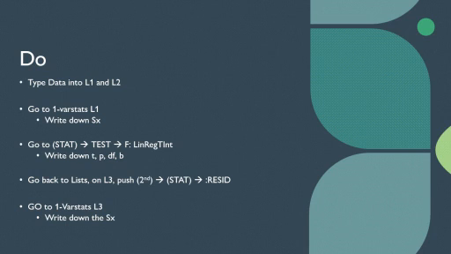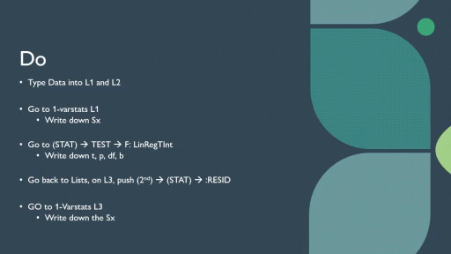Okay. Next, go back to your list. Go to L3. Highlight L3 on your list. You push 2nd STAT, go all the way down to RESID, which is the very last one. Then push enter, and that's going to give you all the residuals. And then the last thing you do is 1-Var Stats with the L3 now instead of L1, and you write down the Sx of that one. That's going to be the residuals' standard deviation.